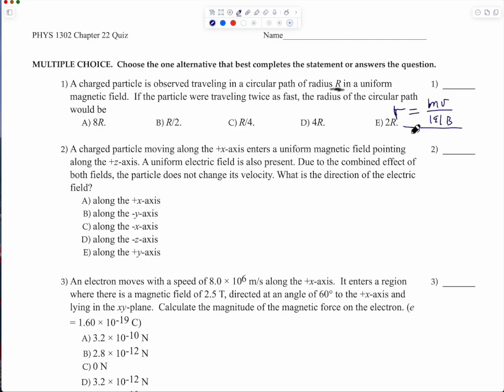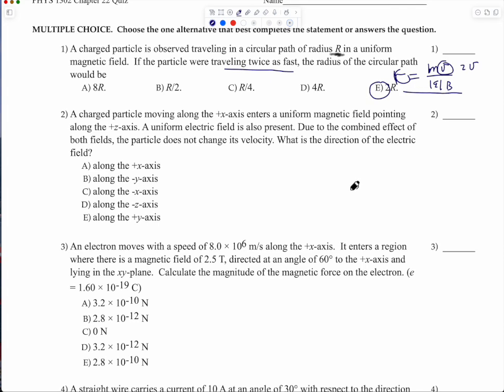If you look at the equation, bigger mass, bigger radius; bigger speed, bigger radius; and the field is in the denominator, so bigger field, smaller radius. If the particle were traveling twice as fast, this v doubled, instead of v it's 2v, so the radius will be 2r. That's directly from the equation.